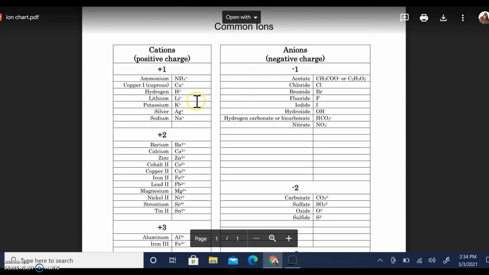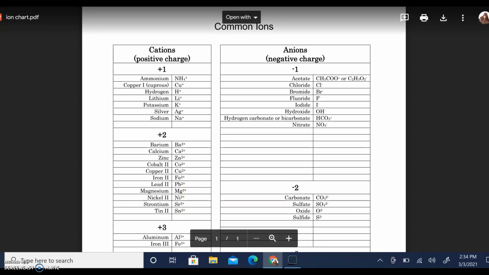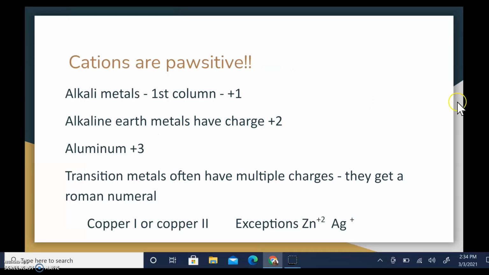So when we look at the ones you have to memorize, you already know the names of the alkali metals. Hydrogen also becomes +1, and the alkali metals, lithium and potassium and sodium, they become +1. And the alkaline earth metals, barium and calcium and magnesium and strontium, all become +2. And then we have a few more which we'll talk about.